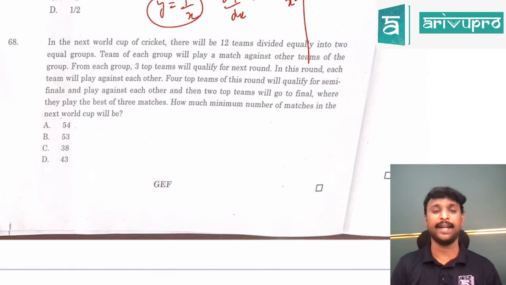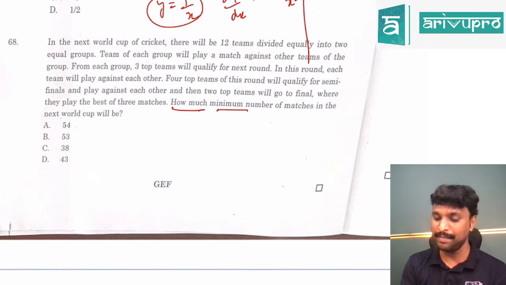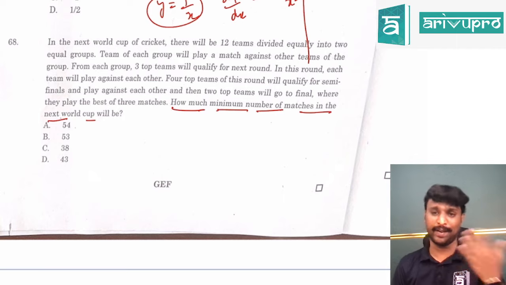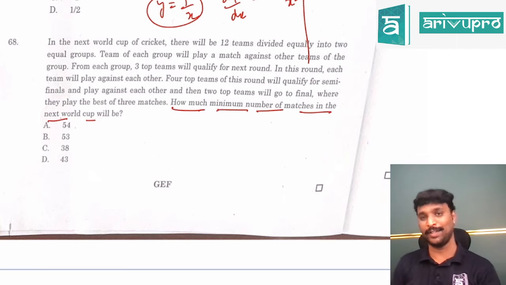Question number 68. So it's a lengthy question. Read the last part of the question. How many minimum number of matches in the next World Cup are to be played? So we have to see how many teams are there and how many groups are there. Based on that, you have to solve it.